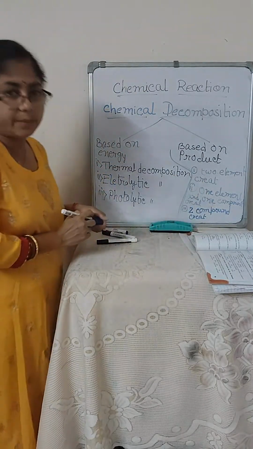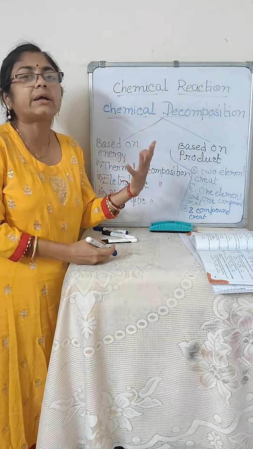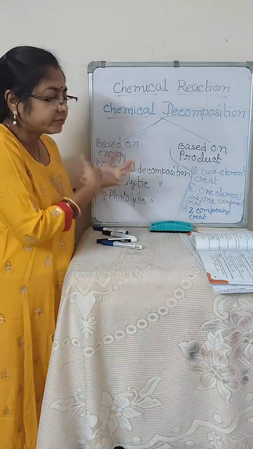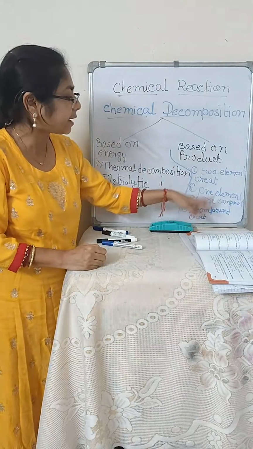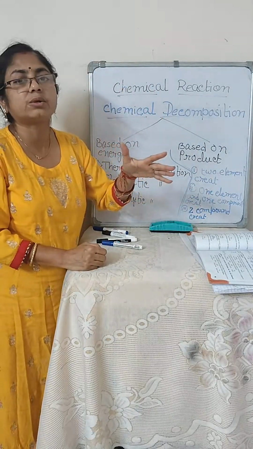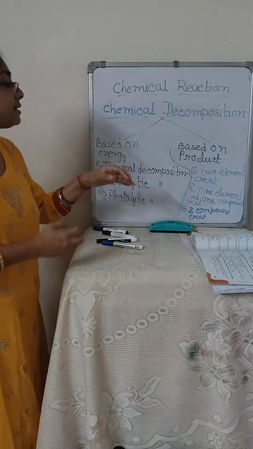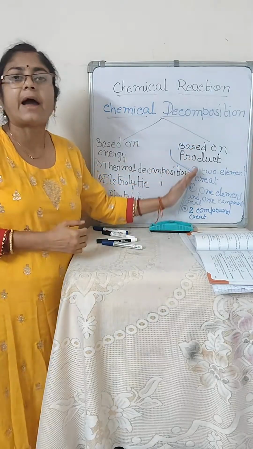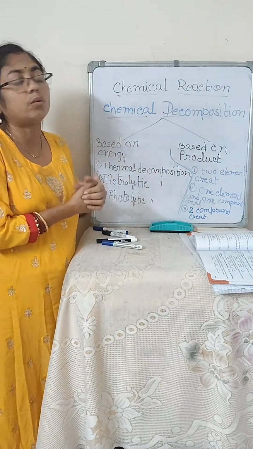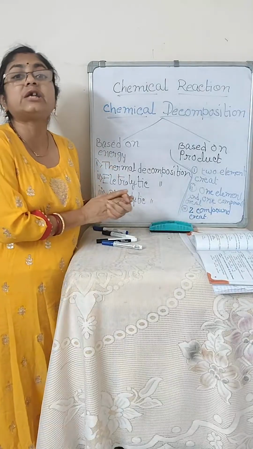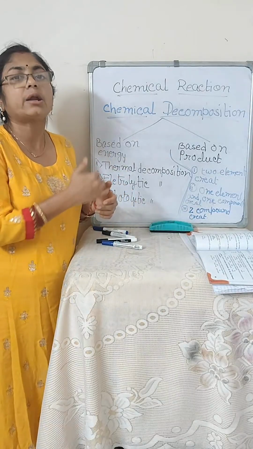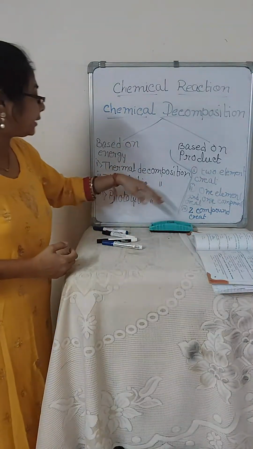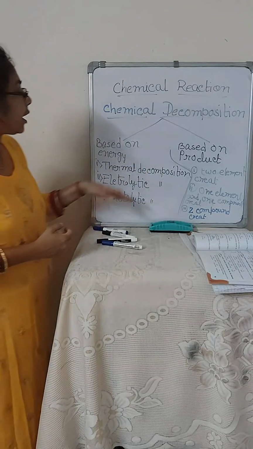Okay, 2 elements can be created. Meaning when one compound decomposes, 2 elements can be created; or one compound reacts and 2 compounds are created; or 1 element and 1 compound can be created. It can also happen like this. According to how many products we prepare, we can divide it into 3 types. And according to which reactants and which energies participate, we can divide it into 3 parts: thermal decomposition, electrolytic decomposition and photolytic decomposition.